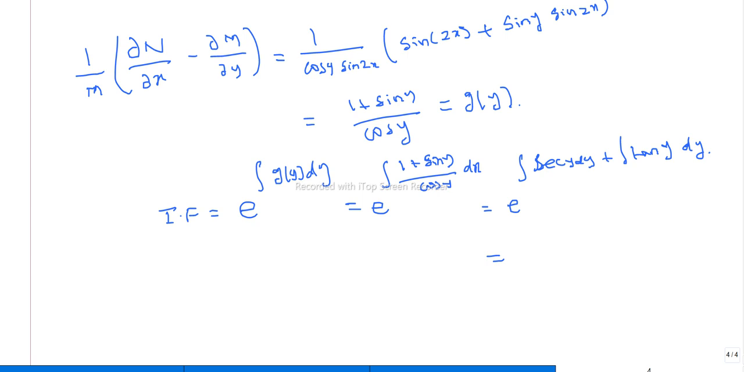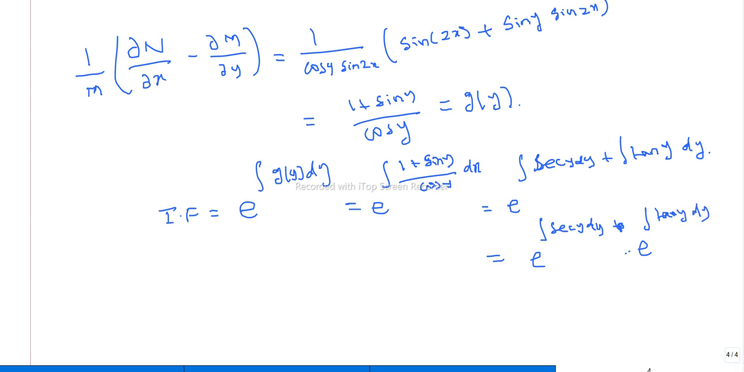Log of you get something. Okay, and then we can split into two. So integration of e power integration secant y dy plus into, so okay, otherwise you can split into e power integral tan y dy.